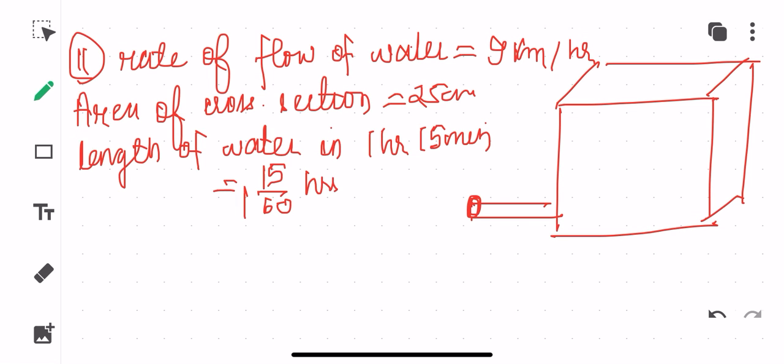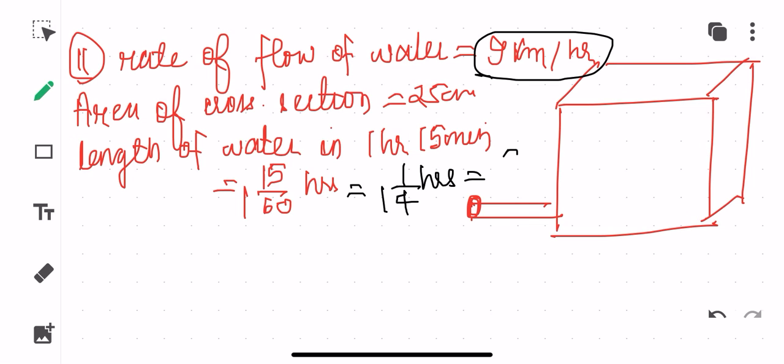So why am I finding in hours, children? Because if you see here my rate of flow has been given in 9 km per hour. So rate of flow is what, children? It is speed, and now you need to calculate the length, that is the distance. Okay, so what is the formula of the length? It is speed into time. So that is what we are just going to use. So this in turn is equal to, see, 1 into, it gets cancelled, so 1 by 4 hours. So this in turn is equal to 5 upon 4 hours.